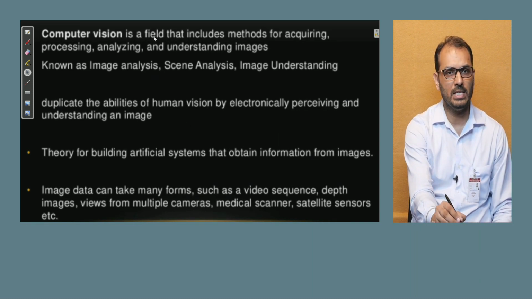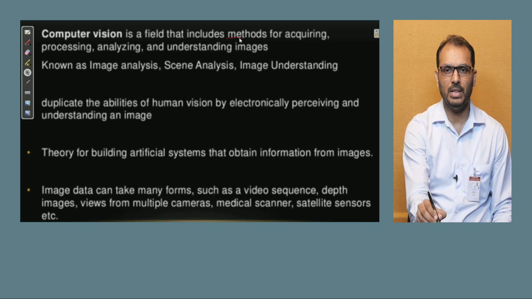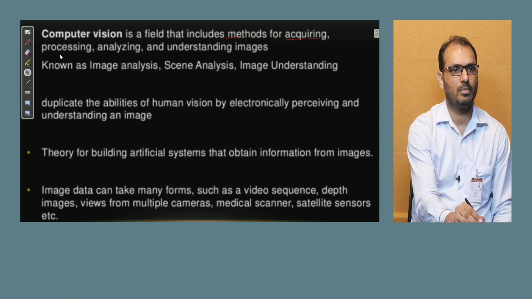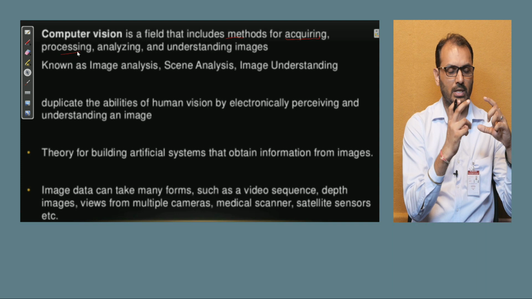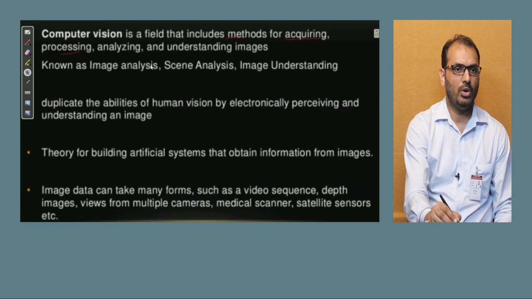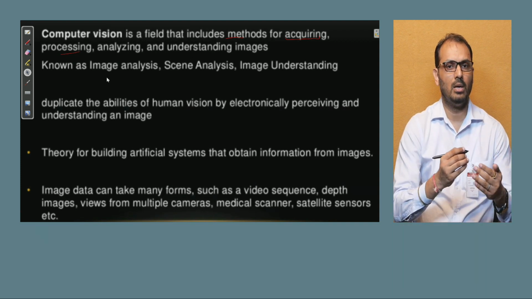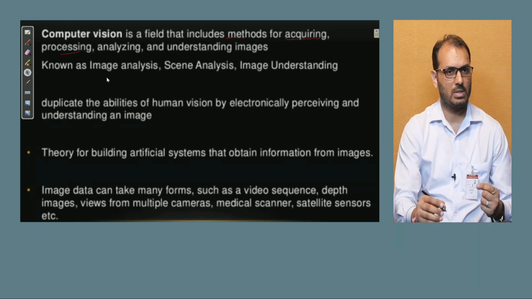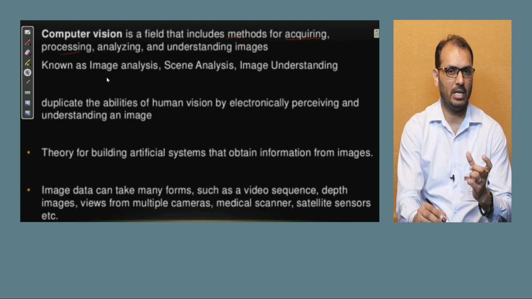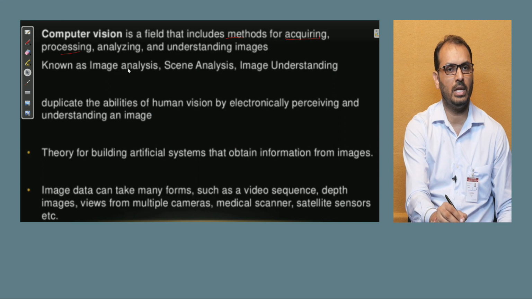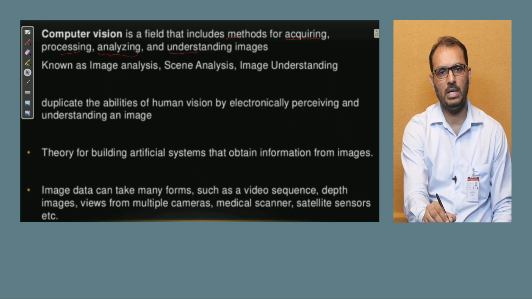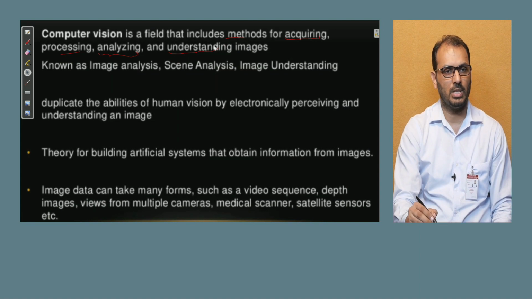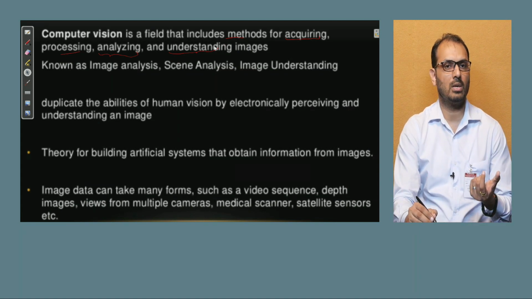Computer vision is a field that includes the methods for acquiring and pre-processing. Acquiring means you are considering the image. Pre-processing means you are applying enhancement. Various operations are there: how you are going to refine that image, how you are removing the noise in it, and later on you are analyzing the same image and understanding the image. So that's what we call computer vision.